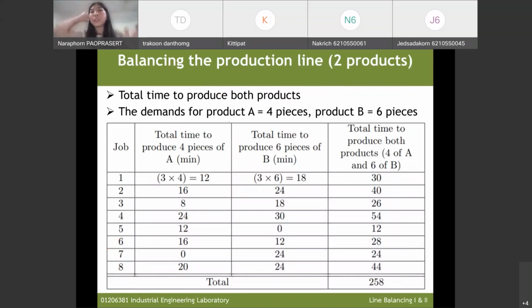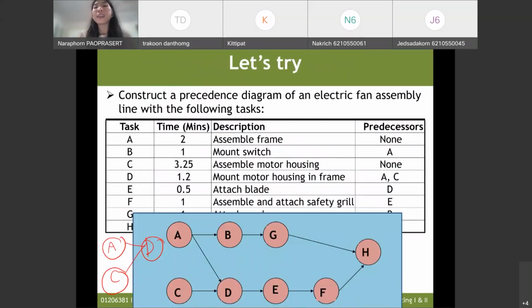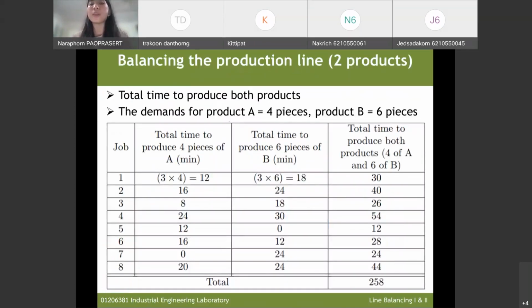So first, we know that we need 5 stations. We know the precedence diagram of the two products here. And finally, we just have to calculate the time in order to do the line balancing stage. In here, as mentioned earlier, you need 4 pieces of A and 6 pieces of B.